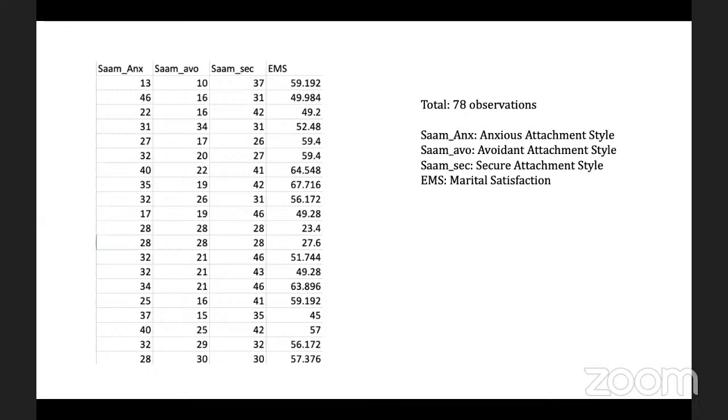Since I have used my own data set, here I'm just going to explain what the variables are. So there are a total of 78 observations, that is, 78 participants are taken. And here SAM refers to a measurement scale, which I'll not be discussing here. But ANX is anxious attachment style, AVO is avoidant, and SEC is secure attachment style. And EMS again is a scale that I used, but here it represents marital satisfaction.